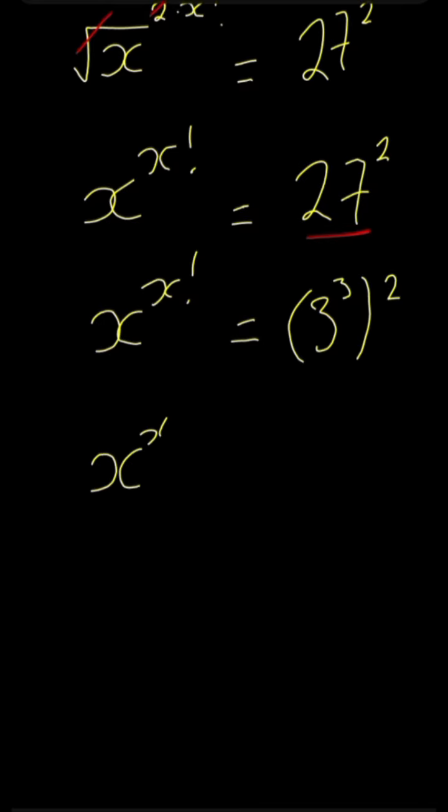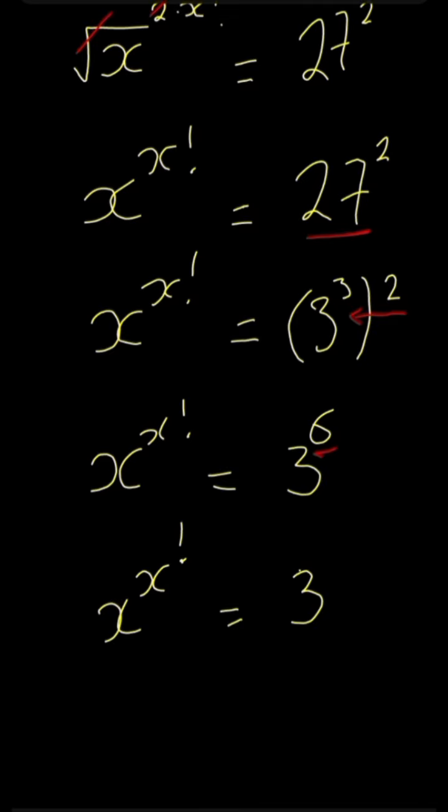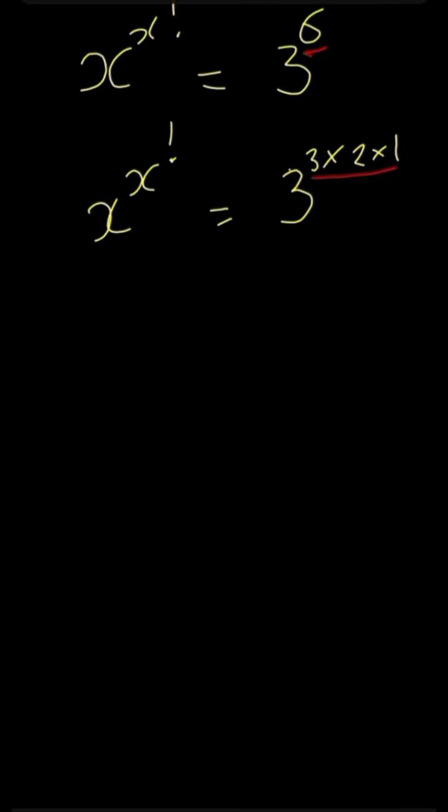x to the power of x factorial equals, 2 will be multiplying 3 to give us 3 to the power of 6. Rewriting this, we have x to the power of x factorial equals 3 to the power of, rewriting 6, we will have 3 times 2 times 1. Notice that 3 times 2 times 1 is also the factorial of 3. We can rewrite 3 times 2 times 1 as 3 factorial. x to the power of x factorial equals 3 to the power of 3 factorial.